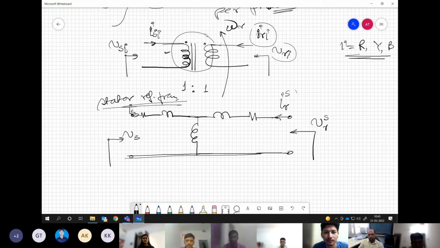So this same circuit can be seen from two reference frames. One reference frame is if you just sit on the stator. From the stator, the stator quantities will look as they are. There is no problem. But the rotor quantities will look different. You understand my point?